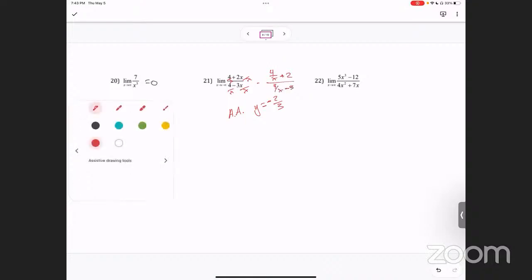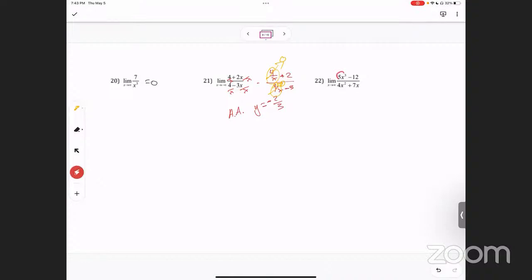And all of these things go to 0, and all you're left with is 2 over -3, which is -2/3. And the same thing with this other one, you could do that same thing.